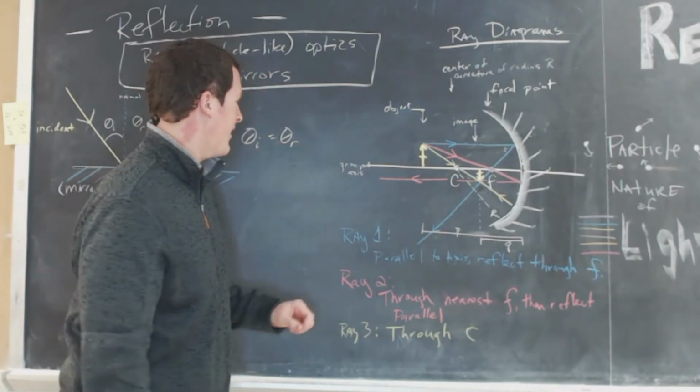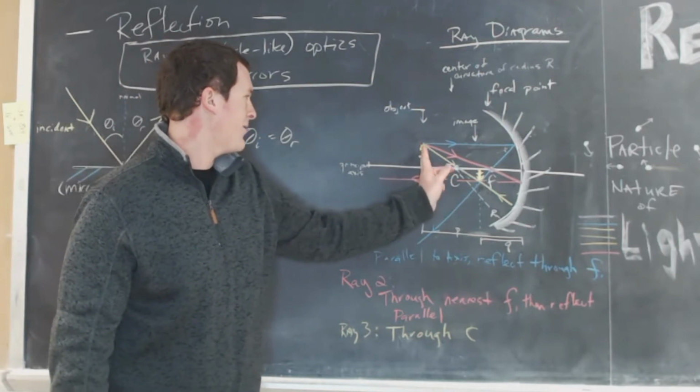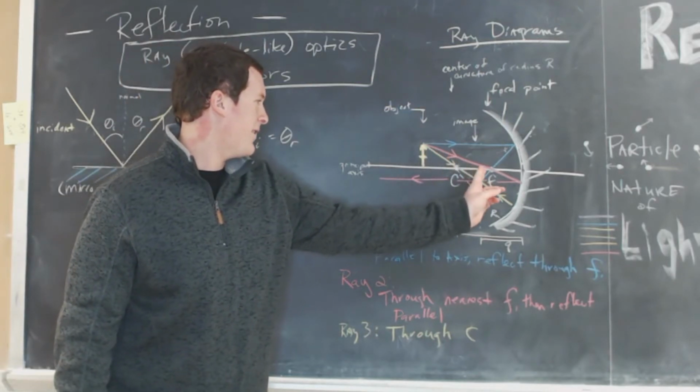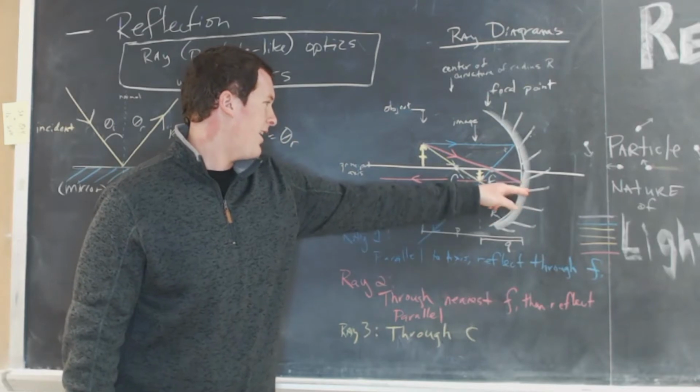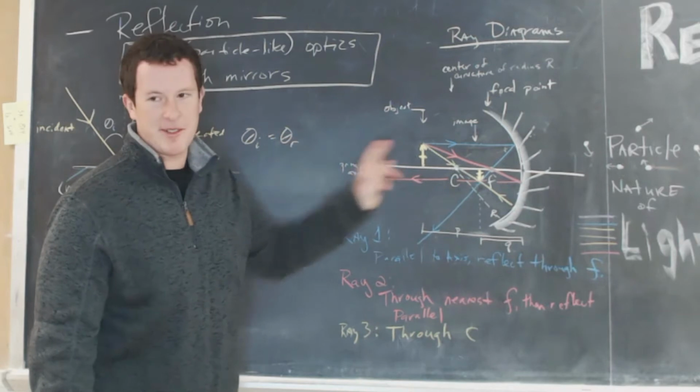Once you've drawn the first ray, once again, you're going to start at the top of your object. And this time you're going to draw a new ray straight through the focal point, and it will reflect off the mirror and it will reflect off parallel to your principal axis.